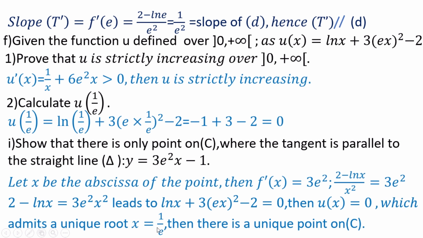Then there is only one value of x, the abscissa of the point on C where the tangent is parallel to the straight line delta, and it is x equal 1 over e. There is a unique value of x. Then there is only one point on C where the tangent is parallel to delta.